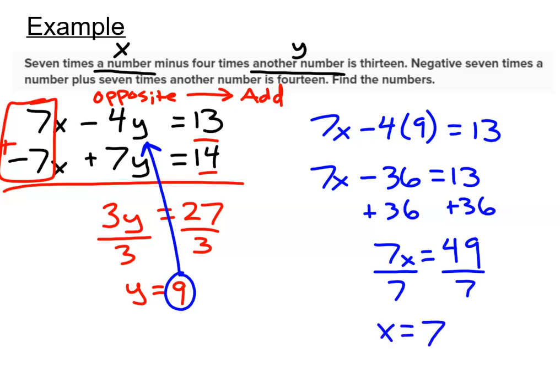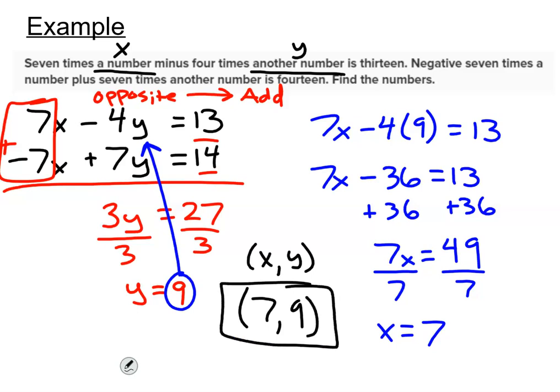So once again, we have our solution. Just because we found x second, make sure that we put it first in our ordered pair. It doesn't mean that it goes second in our ordered pair, because remember, we have x and y. So our x would go first, which is 7, and then 9. This is our full solution, the point in which those two lines cross.